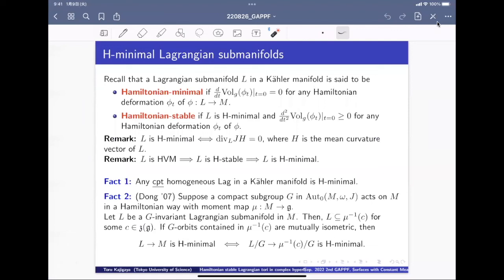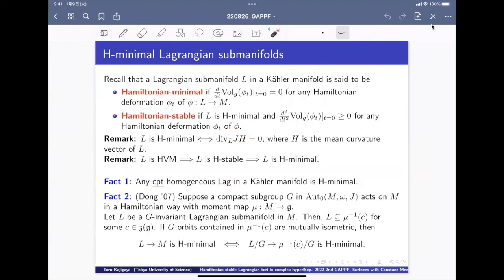There are some useful facts on H-minimality. The first fact says that any compact homogeneous Lagrangian in a Kähler manifold is Hamiltonian minimal. This is because if L is homogeneous, then this function must be constant. And by using the divergence theorem, combined with compactness, this function must be 0, so it is Hamiltonian minimal.